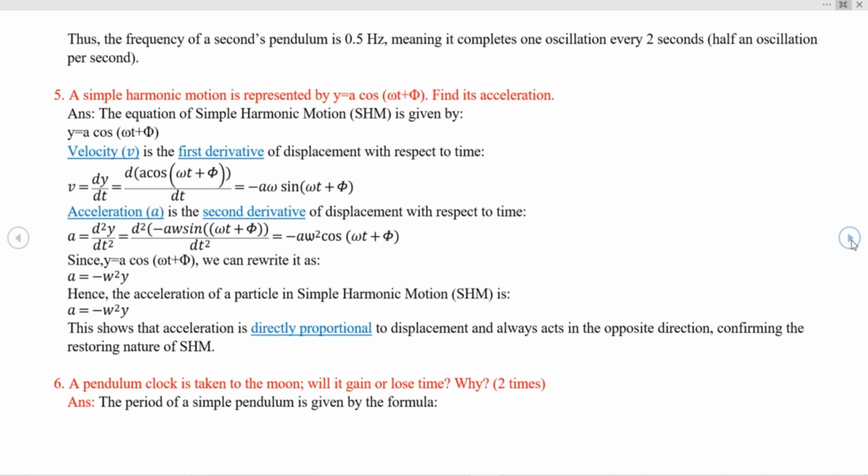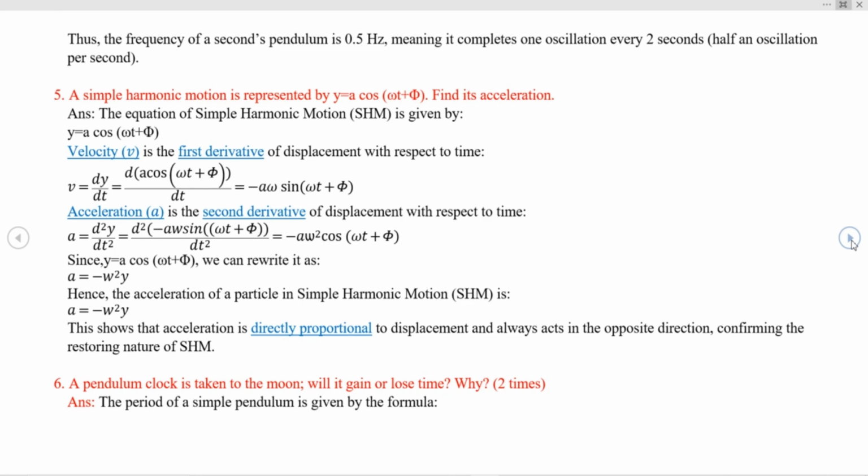And we know that velocity is the first derivative of displacement with respect to time. So on differentiating the given equation, we can calculate the velocity as minus A omega sin(omega t plus phi). And we also know that acceleration is the second derivative of displacement with respect to time. On differentiating the velocity, we will get acceleration as minus A omega square cos(omega t plus phi).